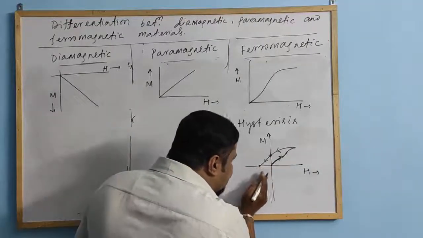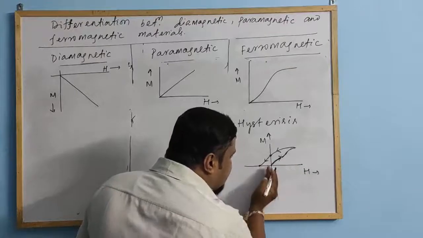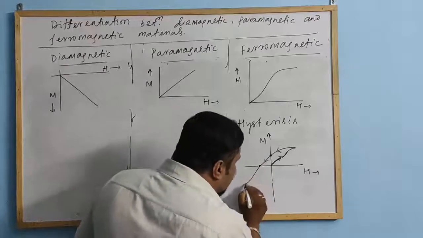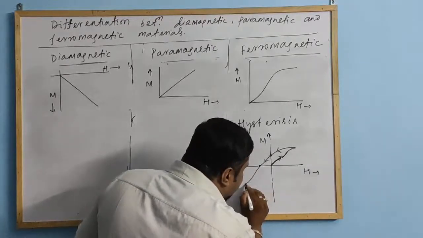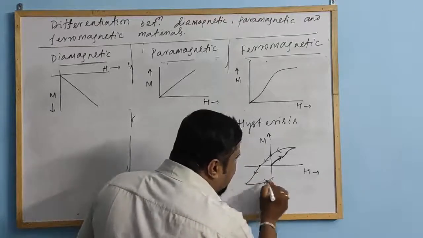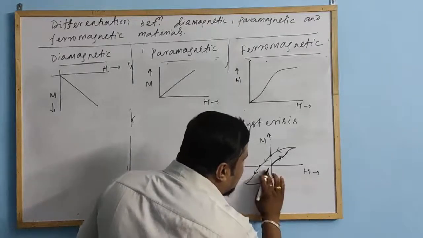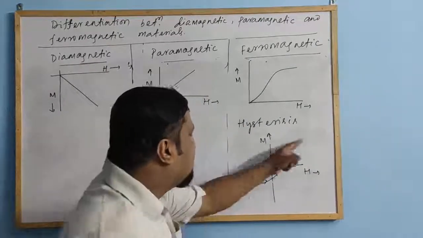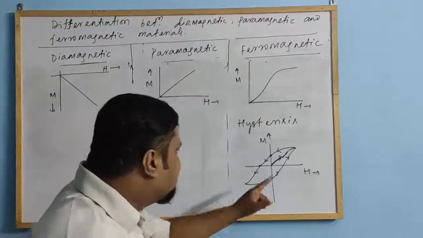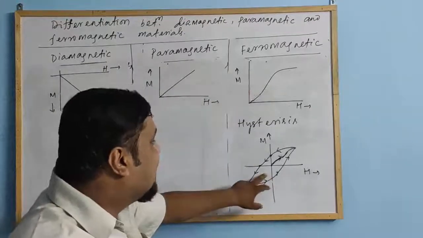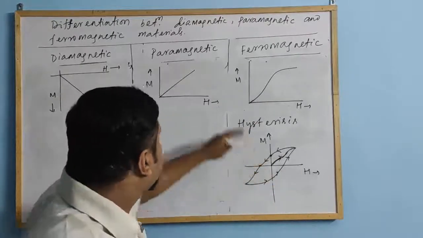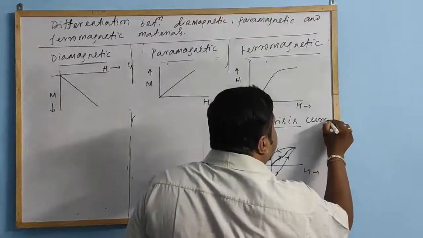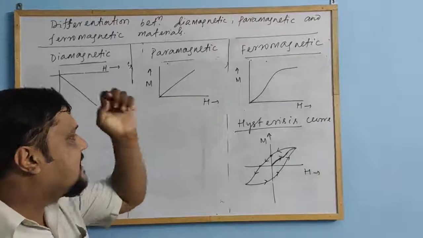And again on the negative side, H is negative here, positive here. If the magnetic field is in the opposite direction, then it goes on increasing like this. Then again if you decrease it on the negative side, it will show this path. Then again if you increase the magnetic field in the opposite direction, it will show like this and reach there. So this curve is called a hysteresis curve. Only the ferromagnetic material shows this curve. There is no para, no dia. This is the hysteresis curve shown by a ferromagnetic material.